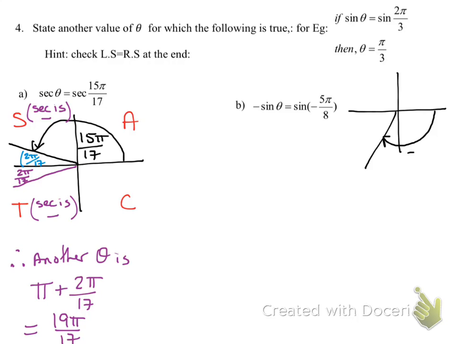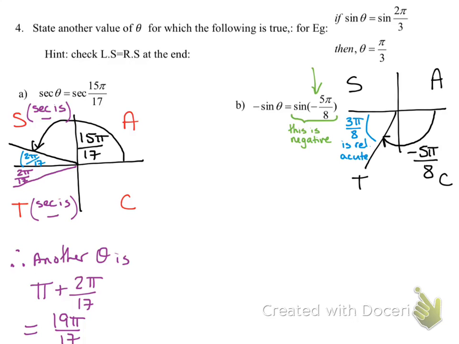For B, there's negative 5 pi by 8. Remember, I'm rotating the wrong way because of that negative sign right there. And so there it is. And I draw my cast rule, and the related acute angle is 3 pi by 8. Right? So that's the related acute angle. Now let's think about the signs. Well, this is negative, right? Because we're in the T quadrant. So that means that I actually want sine theta to be positive. And that's because I have a negative right there, which will match this negative, and then everything will work out.